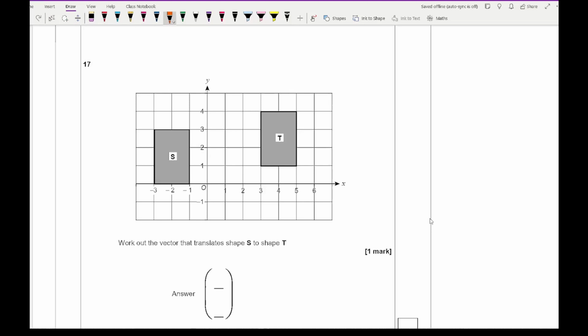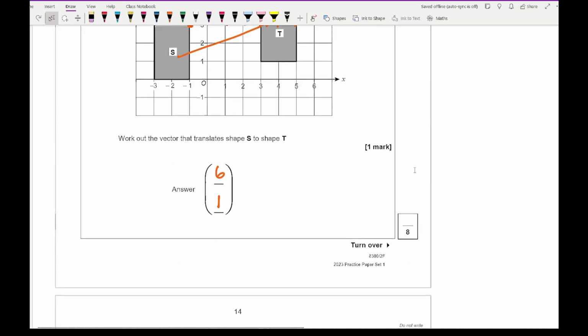For question 17, it says work out the vector that translates shape S onto T. So we're going from S to T. If I pick one point, that point there, and the corresponding point on T is there. The first top value of a column vector is the horizontal movement. So I've got to go 1, 2, 3, 4, 5, 6, and then I'm going 1 up, so the column vector should be (6, 1).